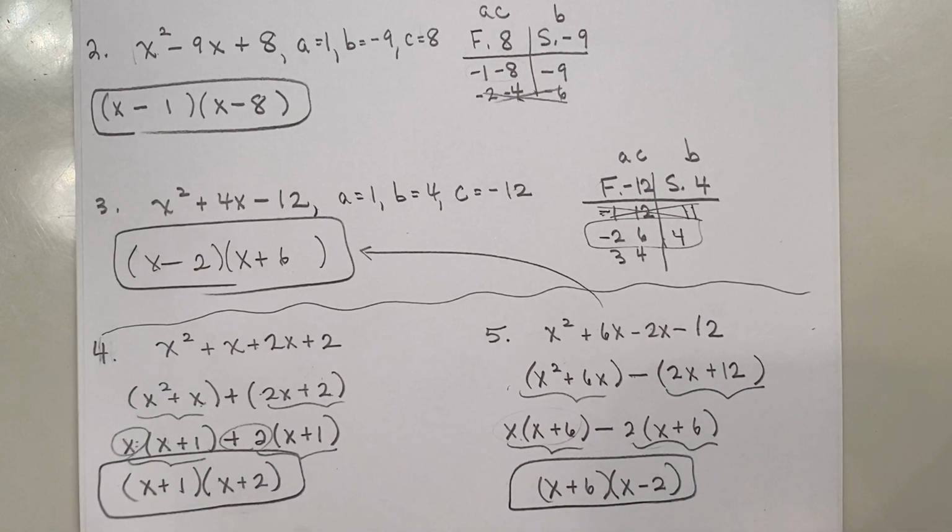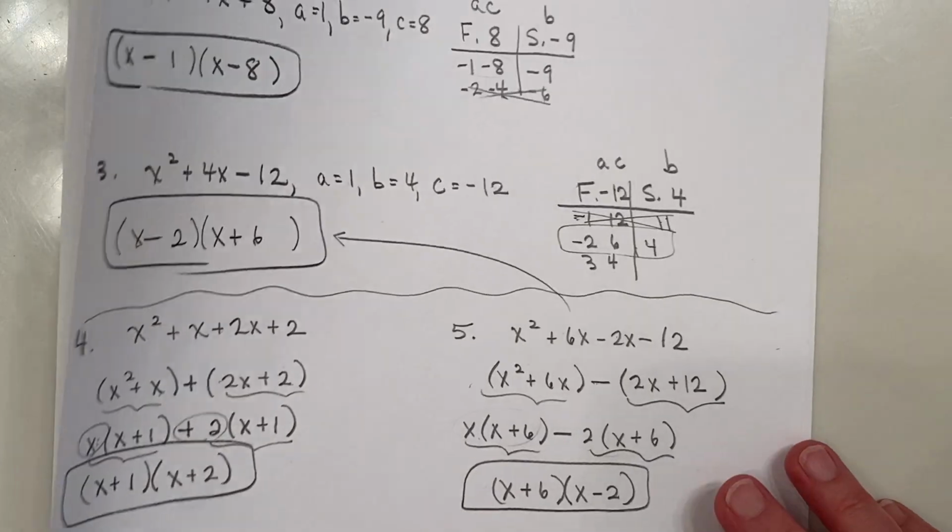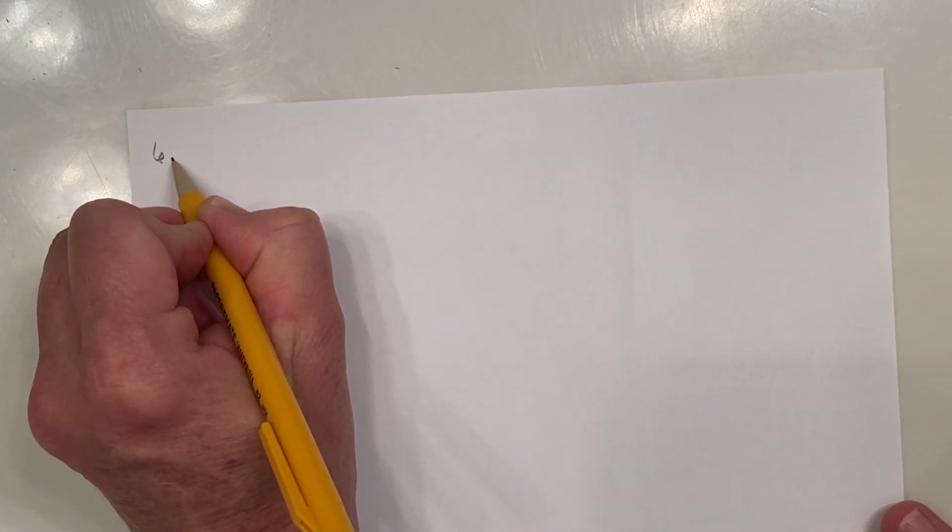I'm going to run out of room, so I'm going to work on another sheet of paper here. Let me move that out of the way. What was that last example? 5, so I'll move on to 6.